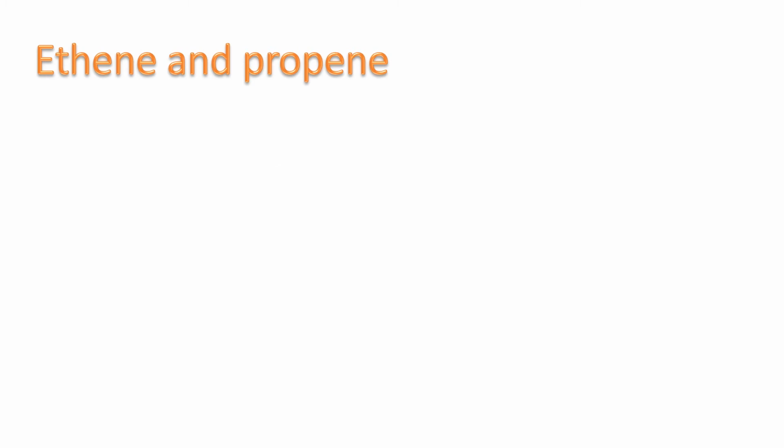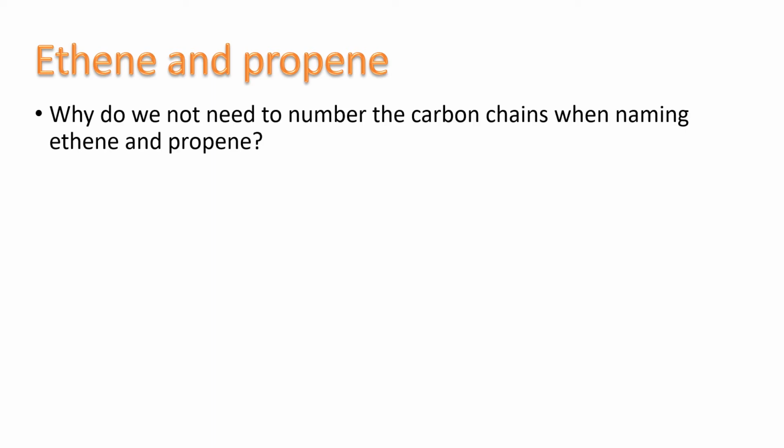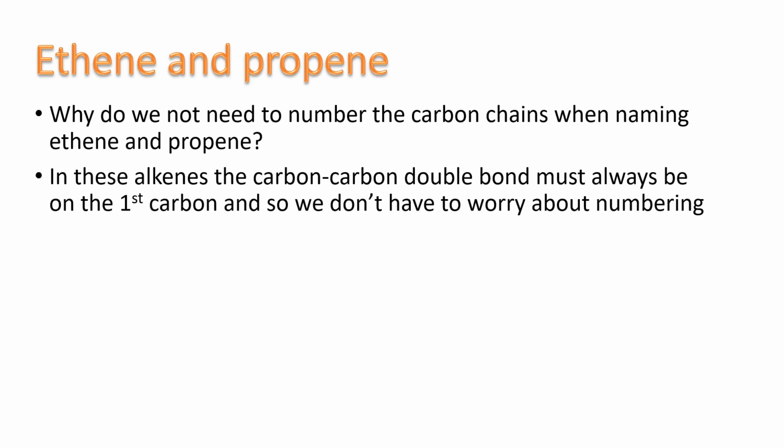Let's have a quick think about ethene and propene, because when we first covered them, we didn't think of any way about numbering. So why do we not need to number the carbon chains when we name ethene and propene? If we think about these alkenes, the carbon-to-carbon double bond always has to start on the first carbon. And so because of this, we don't have to worry about numbering.